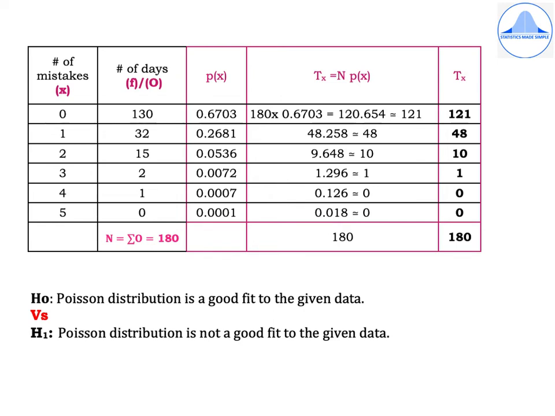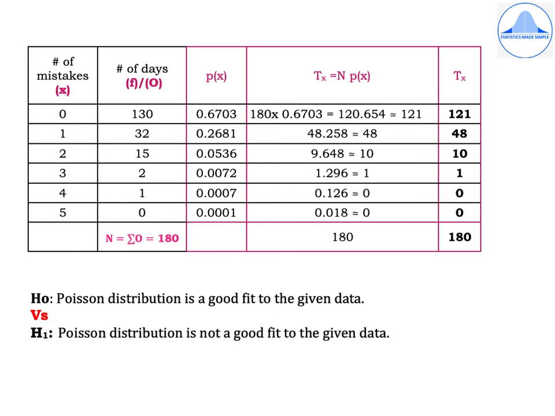Then we need to find out Tx, which is equal to capital N into P of x, that is the theoretical frequencies or the expected frequencies. Each probability is multiplied with capital N, which is equal to 180. So the first theoretical frequency is 180 into 0.6703, which is equal to 120.654, which is approximated to 121.